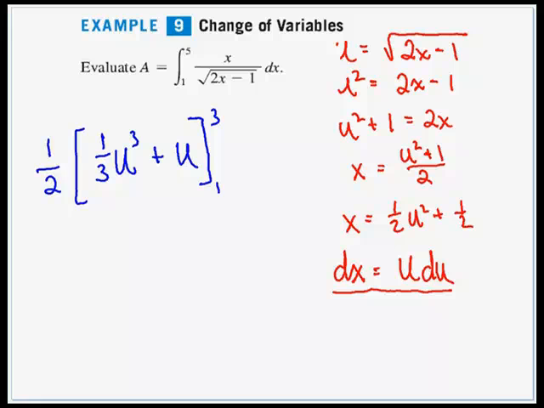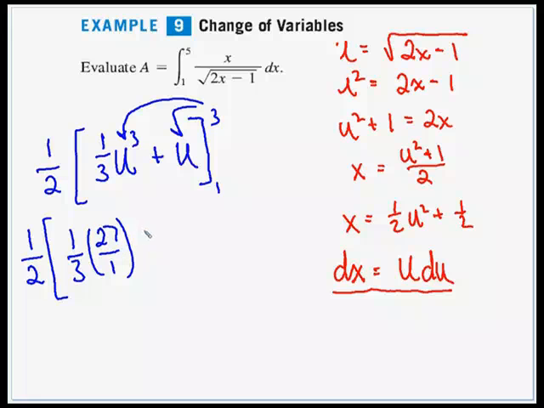Now you might be tempted here to pull that 1/3 out front, but you know that 1/3 is attached to the u to the third power. We don't have a 1/3 to factor out from just this lonely u over here, so we're just going to have to leave that as is. So we have 1/2. Run the upper limit 3 in. So we're going to have 1/3, 3 to the third is 27, and I'll put it over 1, plus 3.